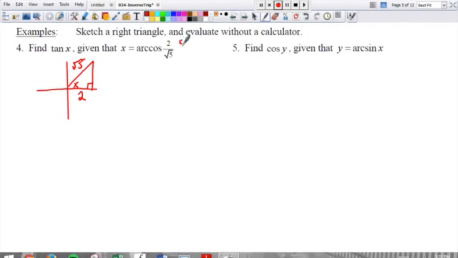Adjacent over hypotenuse. Ka, so katoa. Now you need to know what this side is because tan x is opposite over adjacent. So I need to find this side. Well, there's a special relationship that relates the sides of a right triangle.